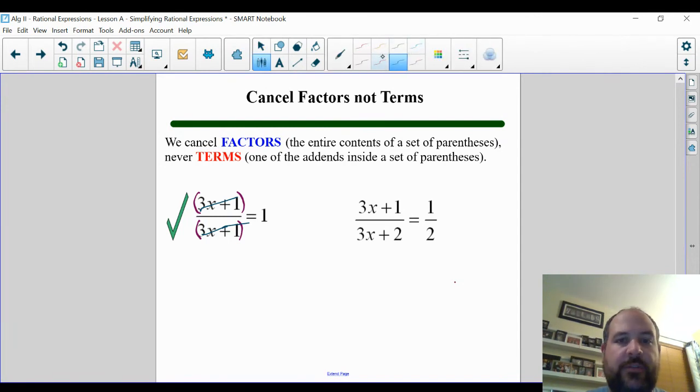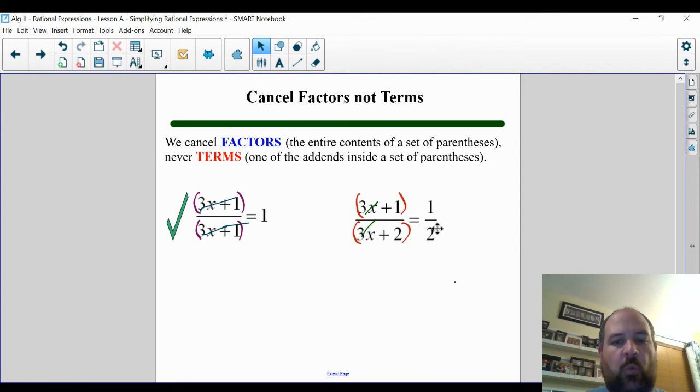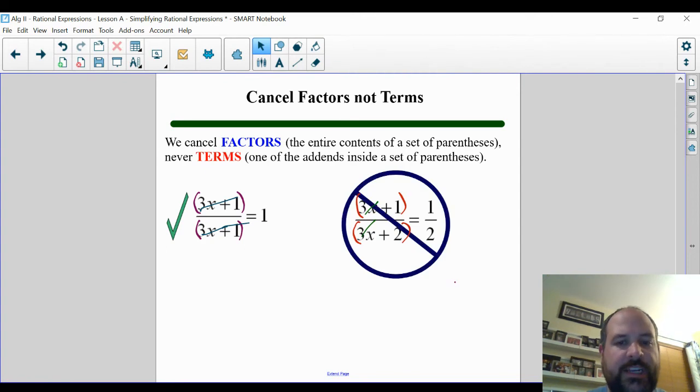If I would try and do that with, say, the second example here, 3x plus 1 over 3x plus 2 equals 1/2. When I put parentheses around those, notice how the 3x plus 1 and 3x plus 2 are different quantities. I cannot just cancel these out and say that it is 1 over 2. So we want to make sure that we are being careful here. I'm only allowed to cancel out entirely equivalent quantities, not just certain terms.